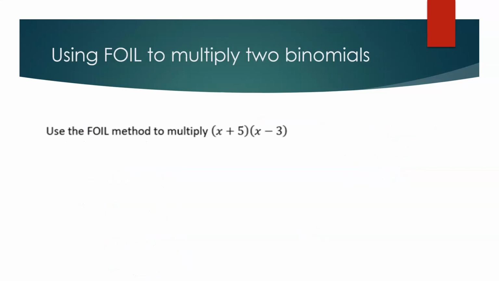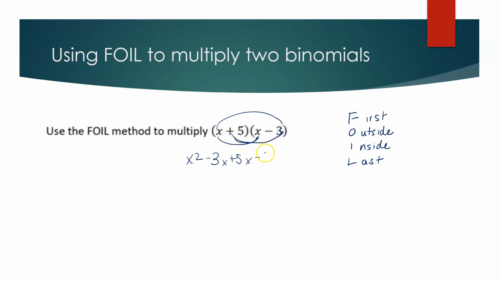All right, the next method I'm going to show you is called FOIL. This is the one that I prefer and use all the time. FOIL stands for first, outside, inside, last. Just an order. So first terms gives you x squared. Outside gives you negative 3x. Inside gives you 5x. And then last gives you negative 15. So we're going to combine the center, x squared plus 2x minus 15.